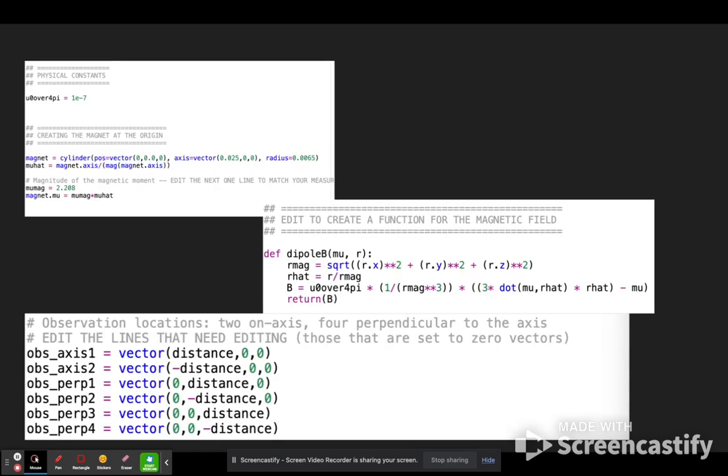Here's the GlowScript Python coding section. We established physical constants, and we created the magnet at the origin. Then here we create a function for the magnetic field created from that magnet. In the bottom section, we are creating certain positions that will eventually read the magnetic field at these positions.